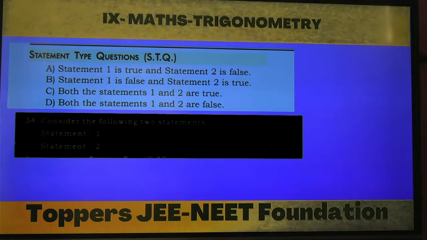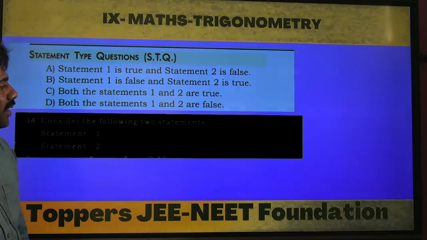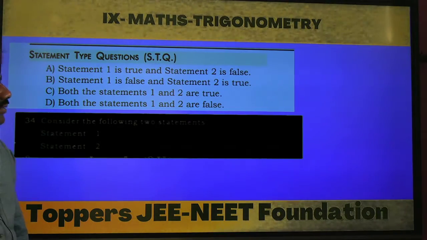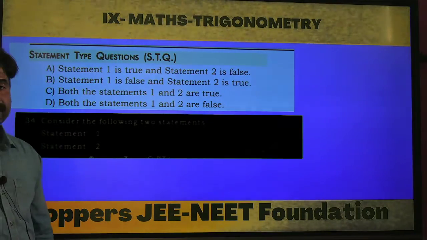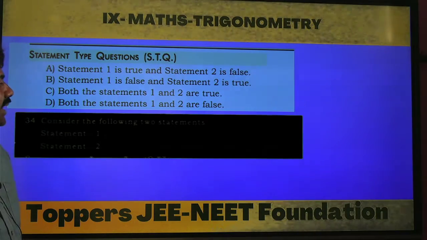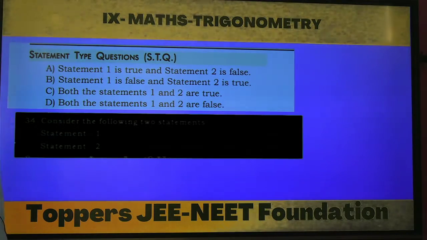Statement 2. As theta decreases, cos theta decreases. Let us check. Cos 90 degrees is 0. Cos 60 degrees value 1 by 2. Cos 45 degrees value 1 by root 2. Here theta is decreasing but value is increasing. So, statement 2 is wrong. Statement 1 is correct, statement 2 is wrong. Then option A is the correct answer. Next question.